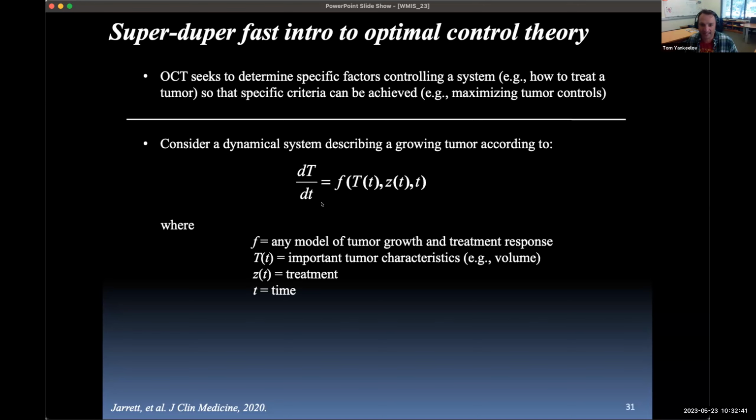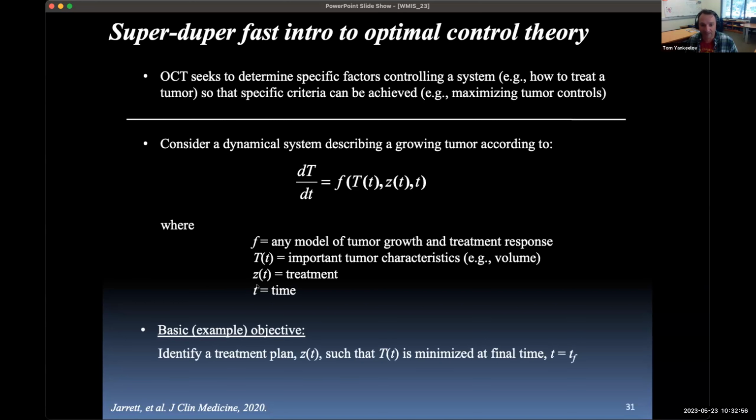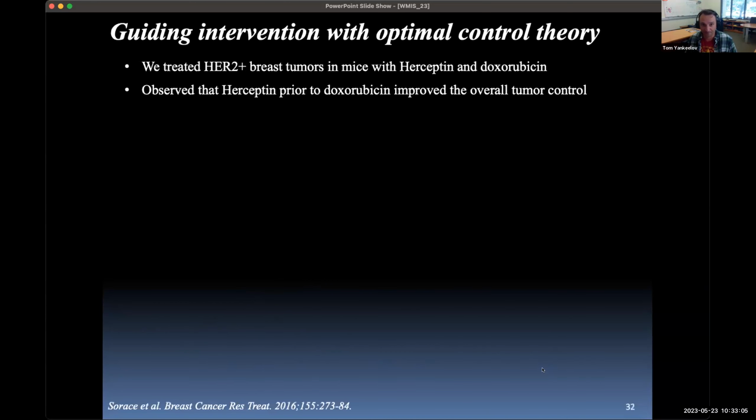And so how this is formulated formally here is the rate of change of some parameter of interest. For us, say, take it to be the tumor volume, capital T, the rate at which it's changing with respect to time, is some function of that important parameter T, and how you're giving the treatment over time. So a basic example is to identify a treatment plan, call it Z, such that this T of t is minimized at your final time point, t sub F.